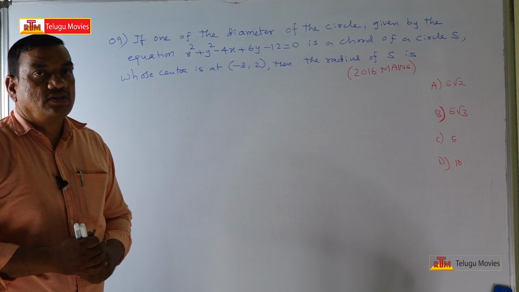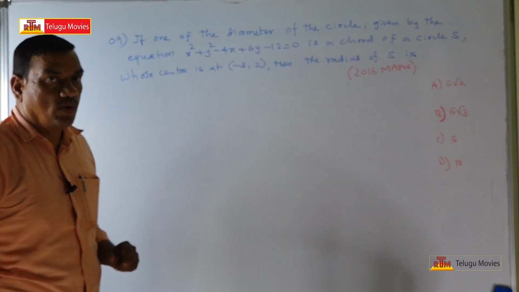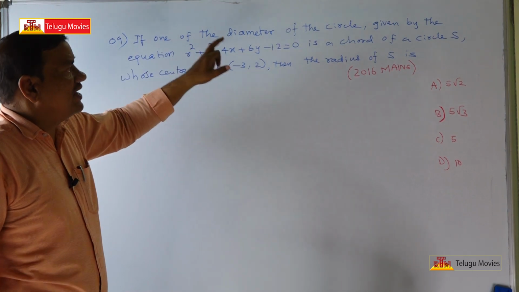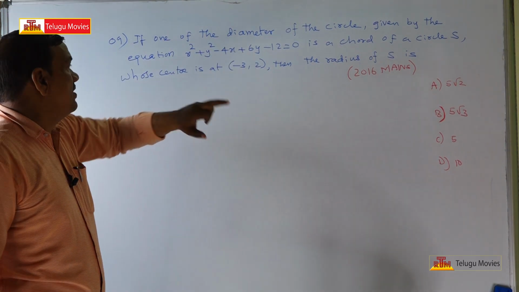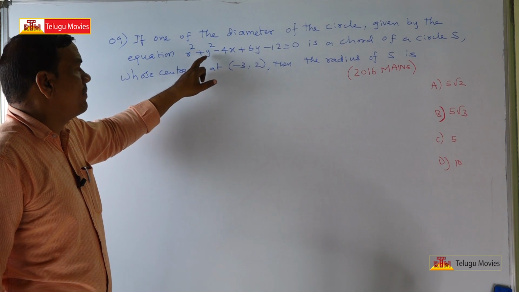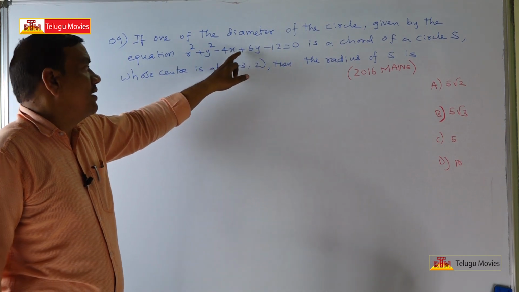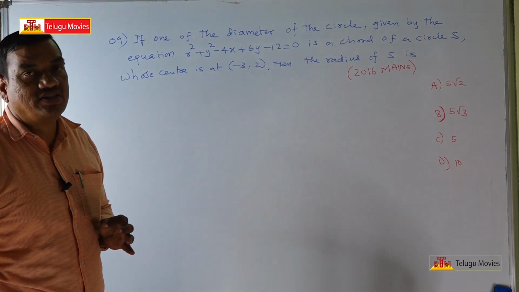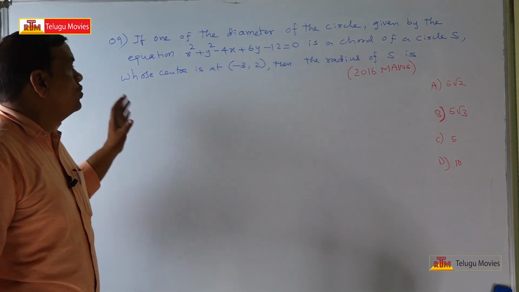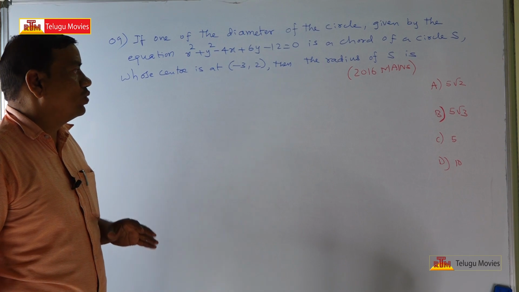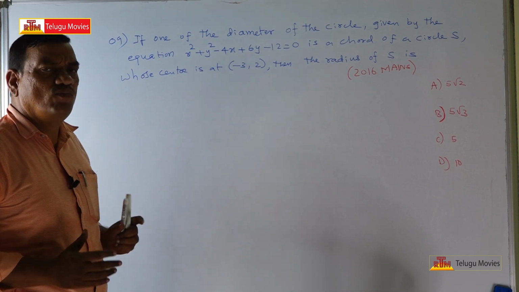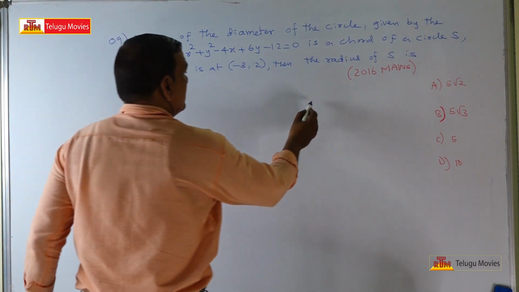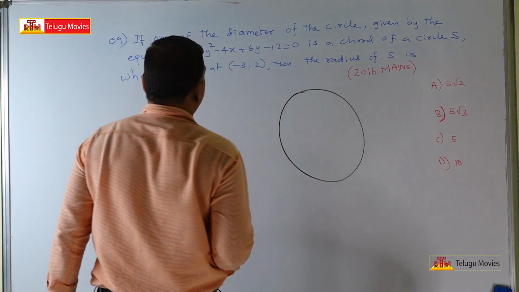Dear students, welcome to 9th problem of this class. The 9th problem is, if one of the diameters of the circle given by the equation x square plus y square minus 4x plus 6y minus 12 is equal to 0 is a chord of a circle S whose center is at minus 3 comma 2, then find the radius of the circle. Moreover, here there are two circles. The first circle is very clear. This is the first circle.